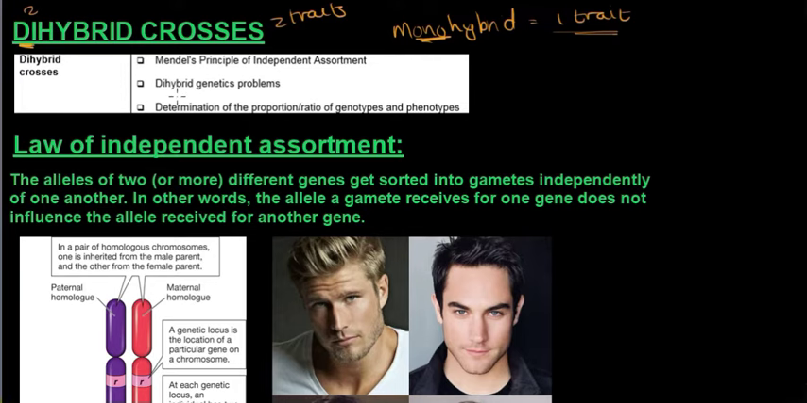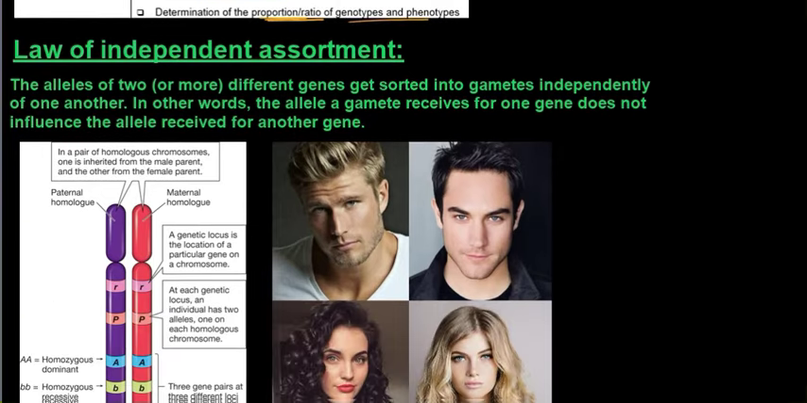Now, according to the exam guidelines, you need to know the following. You need to know Mendel's principle of independent assortment. You need to know the dihybrid genetics problems. You need to be able to do some genetics crosses. And then you also have to be able to calculate the proportion or ratio of the genotypes and phenotypes.